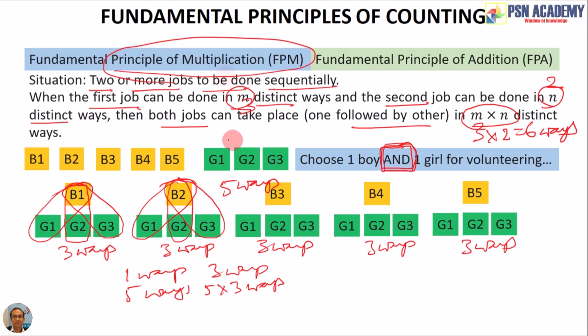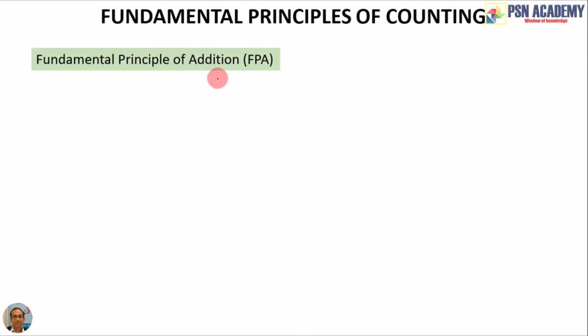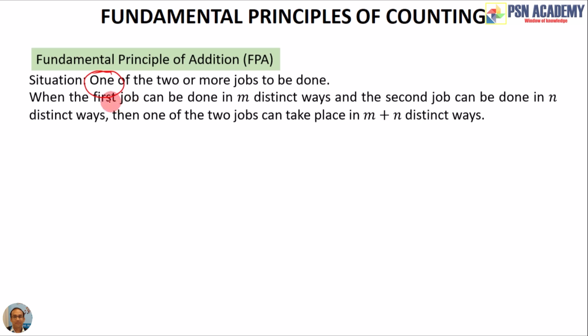So this is the principle of multiplication, that when you have and between 2 groups, then you apply the principle of multiplication. Now we go for the principle of addition. The scenario goes like this: if you have 2 or more jobs, only one of them is to be done. That means you have to select any one of them. The point is, in how many ways you can select one job from 2 or more jobs. We go by the statement. If you have a first job that can be done in m distinct ways, and a second job that can be done in n distinct ways, then one of the two jobs can be done in m plus n distinct ways.